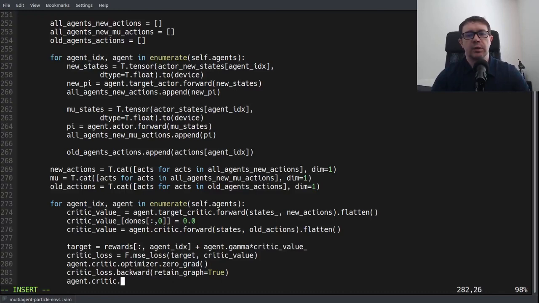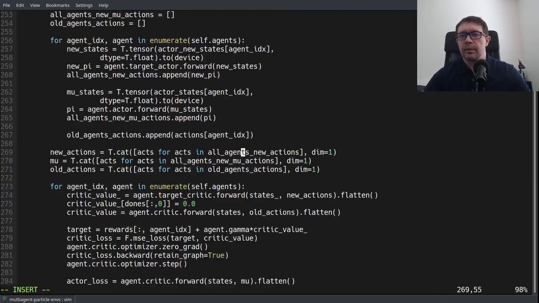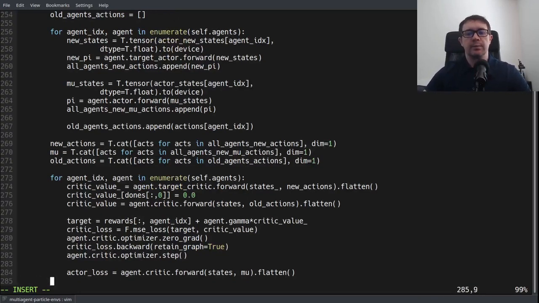So we say agent.critic.optimizer.step, and our actor loss is agent critic forward states, mu.flatten. That mu is the actions for the current states according to the regular actor network. So it is, what actions should we take given the current values of our actor network, as opposed to the actions we actually took. And the actions we actually took come into play up here in the old actions part.